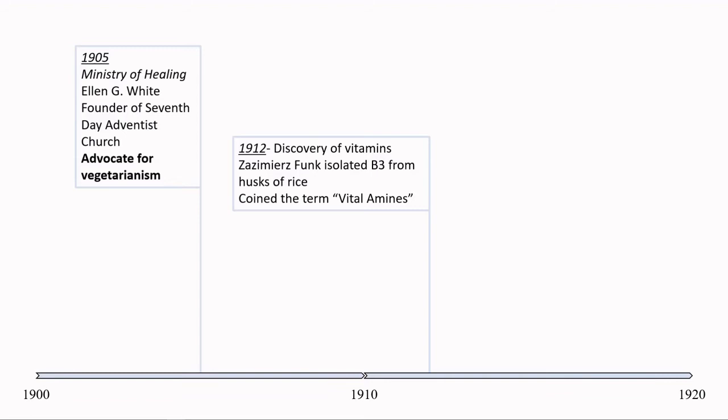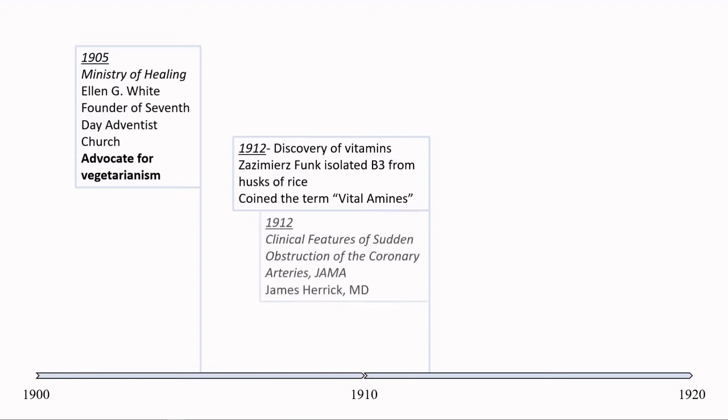This was monumental in nutrition research as we finally found the underlying molecules that caused nutritional deficiencies that have plagued humans forever. We would go on to fortify our foods with these vital amines, which made these nutritional deficiencies nearly a thing of the past in developed countries and one of the greatest public health accomplishments of all time. Also in 1912, a paper titled Clinical Features of Sudden Obstruction of the Coronary Arteries was published in the Journal of the American Medical Association.